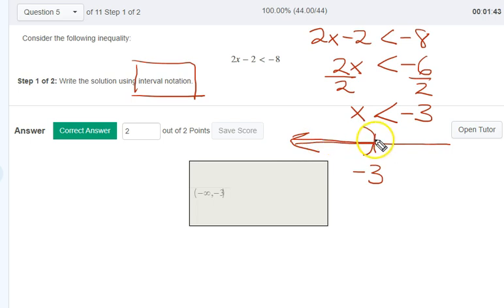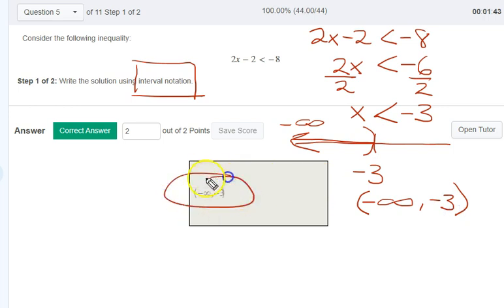Now, how do I put that in interval notation? Well, out here, remember, is -infinity. So parenthesis always for infinity, -infinity, up to -3, and then with a parenthesis. And that's the answer. Now on the next slide, we're going to put that in the form that they want.